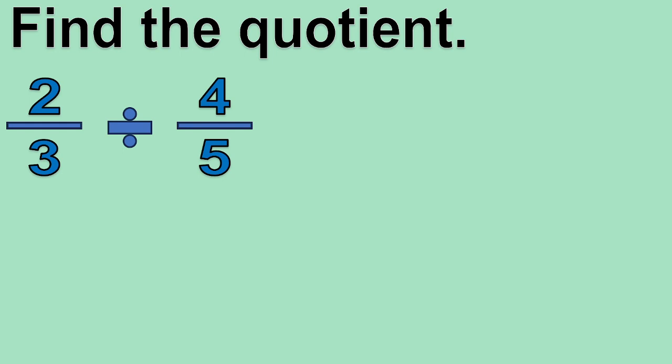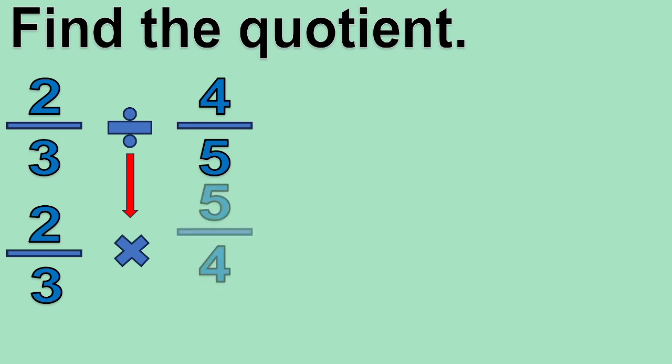Another problem. 2/3 divided by 4/5. First, keep the first fraction as is. Then, change the division sign to a multiplication. And flip the second fraction or swap the numerator and the denominator. So I have here 5/4.